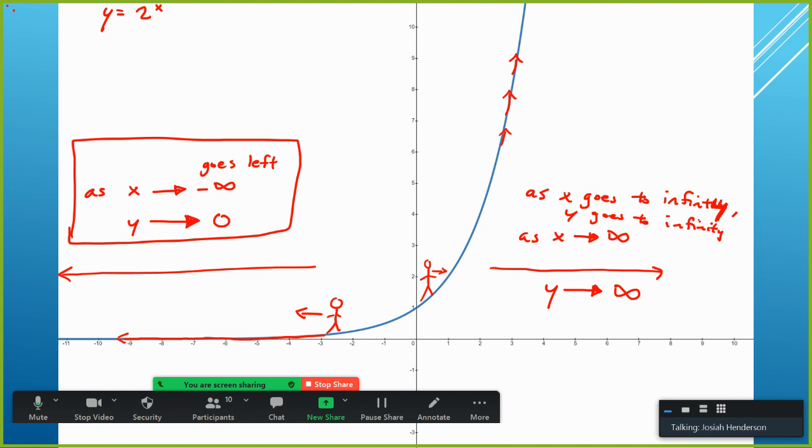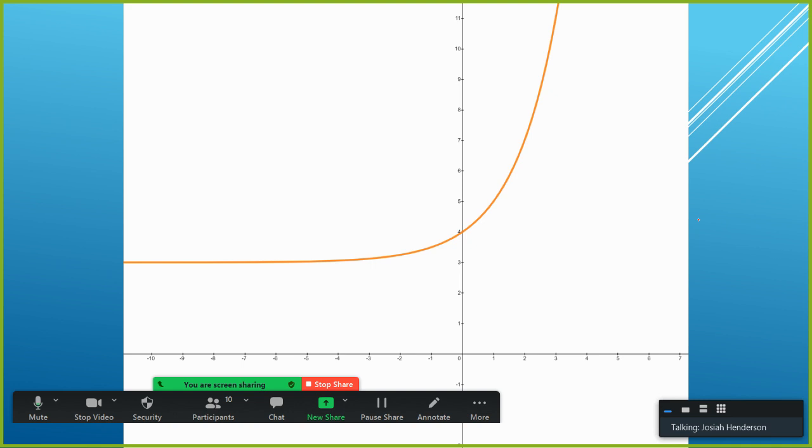Let's look at another example. I did this with one student yesterday, but everyone else had left. So here's a new one. This function is y equals 2 to the x plus 3. So this function is the same exact shape as the last one we just did. However, it's just been pushed up 3 units.